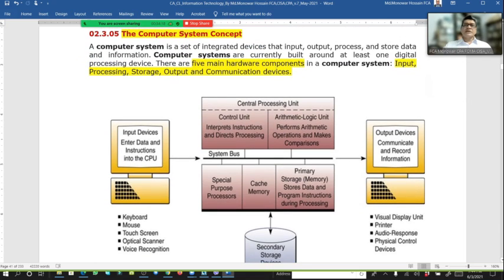So here we can say that the components of a computer system are five: input, process, store, output, and communication device.